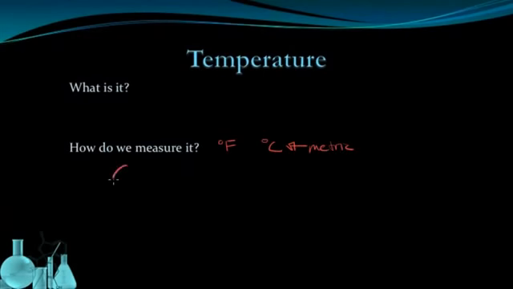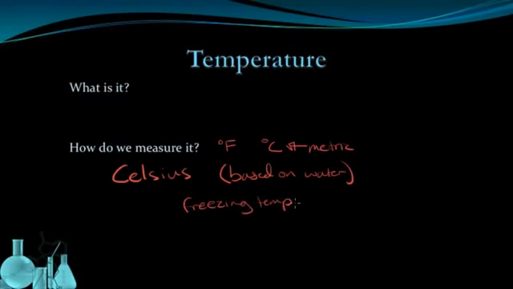So the Celsius scale is a scale that measures temperature based on water. Well, how is it based on water? When the Celsius scale was set, they established that when water freezes, that temperature would be defined as 0 degrees Celsius. And when water boils, that temperature would be defined as 100 degrees Celsius.